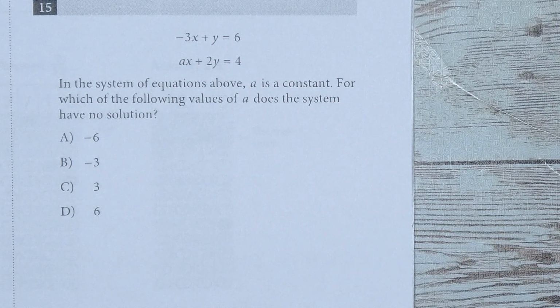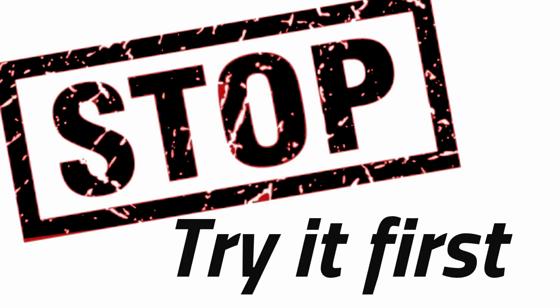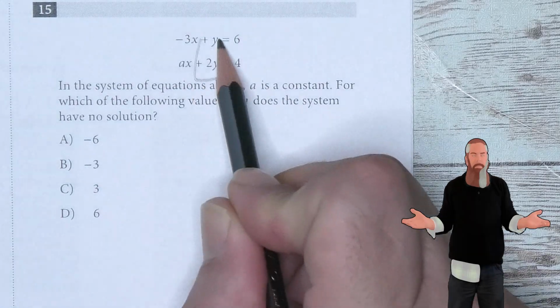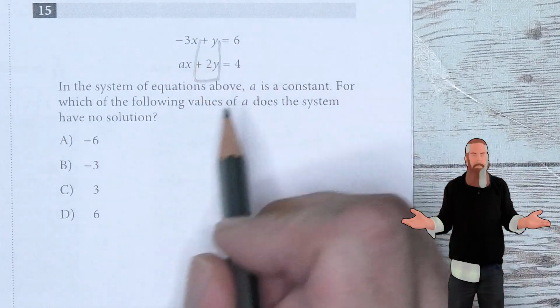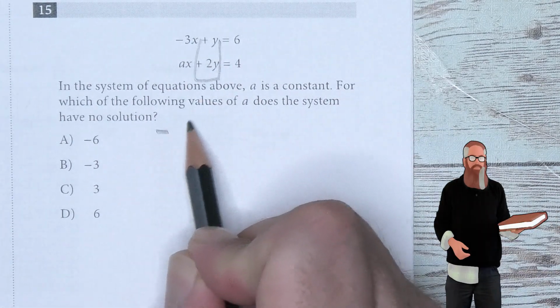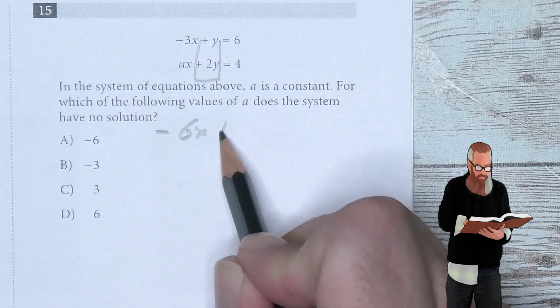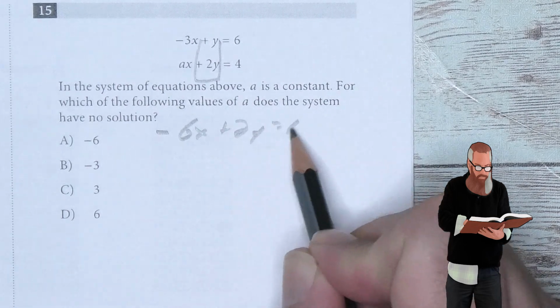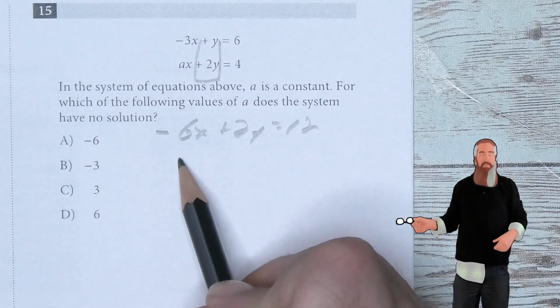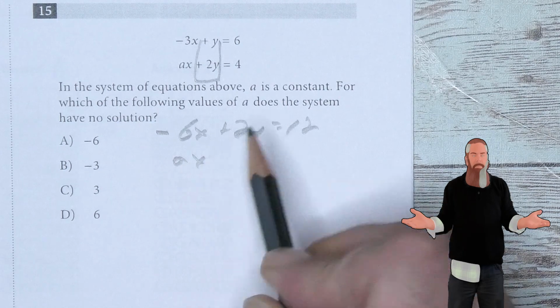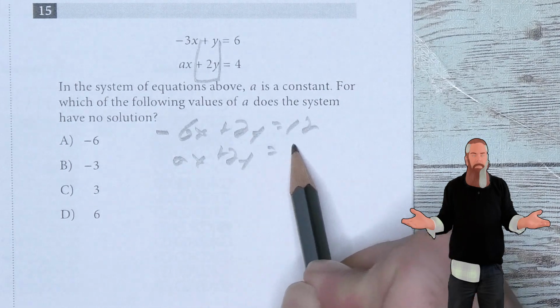In the system of equations above, A is a constant. For which of the following values of A does the system have no solution? Well, let's get these y terms to be the same. To do that, I'm going to multiply the top equation by 2. This gives me negative 6x plus 2y is equal to 12, and it's going to keep the bottom equation, ax plus 2y is equal to 4.